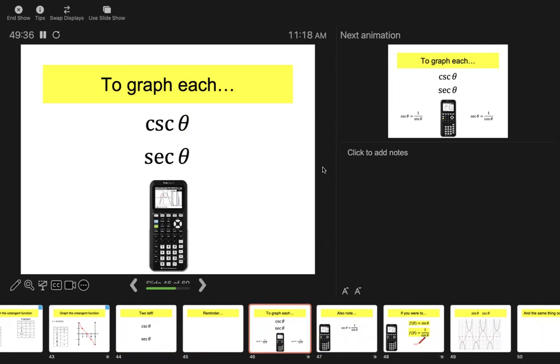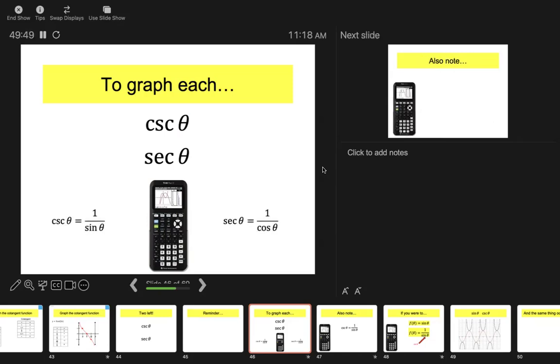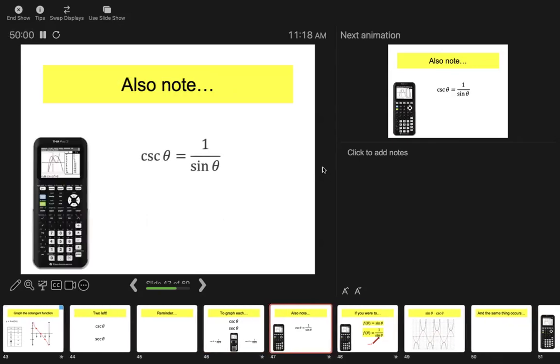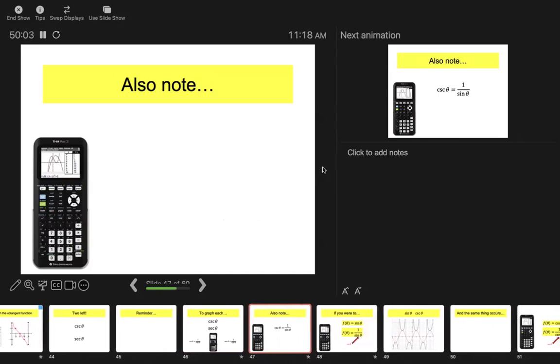Cosecant is 1 over sine. Remember, cosecant is 1 over sine. Secant is 1 over cosine. So if you want to graph cosecant, you'd have to graph 1 over sine. That is the same function. Okay. Thinking out loud here, she's trying to think out loud like where this is going.